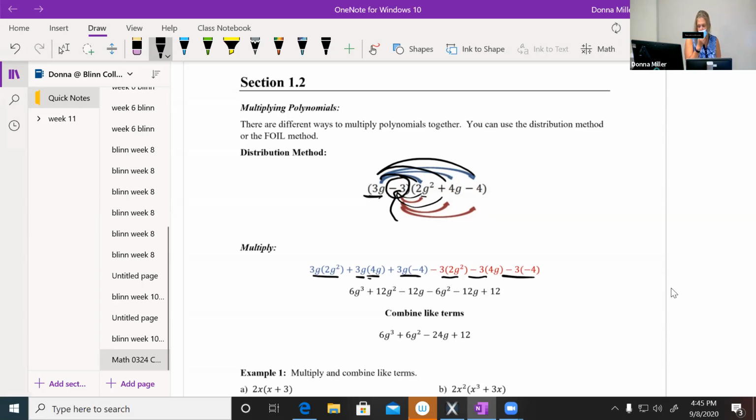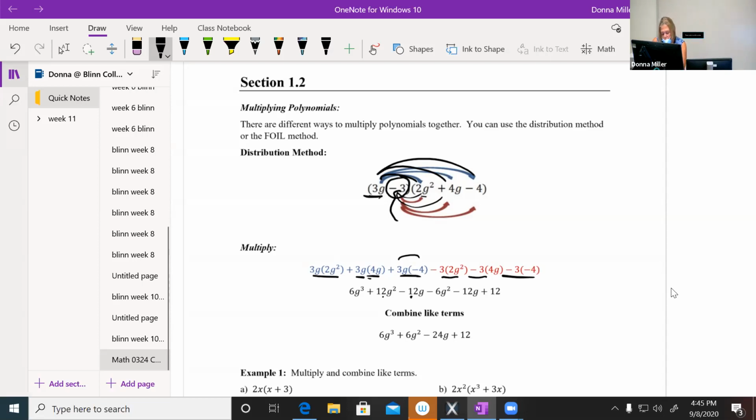Now I just have to simplify. So 3g times 2g squared, you multiply the numbers, you get 6g cubed. And this guy would be 12g squared. This guy would be negative 12g. And the red guys: negative 6g squared, negative 12g, plus 12, since negative times negative is positive. So you multiply them all together.